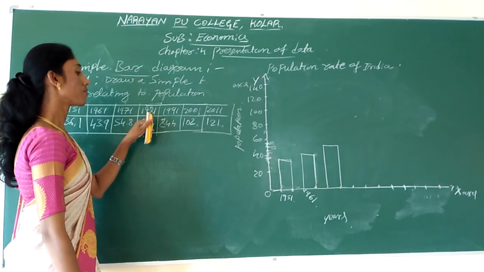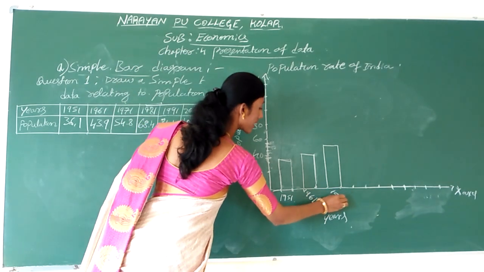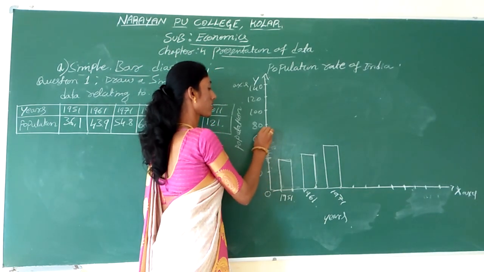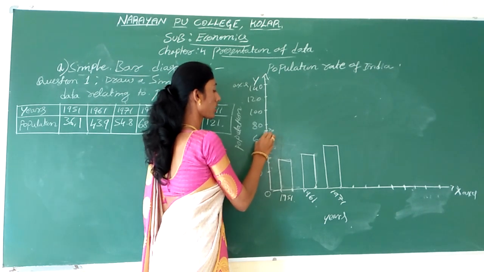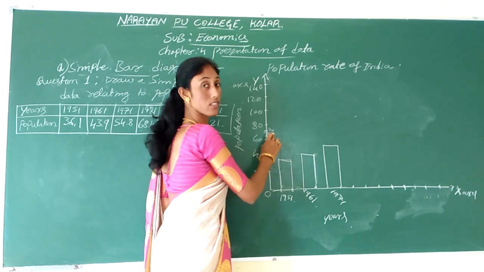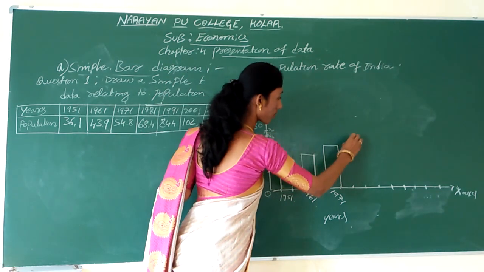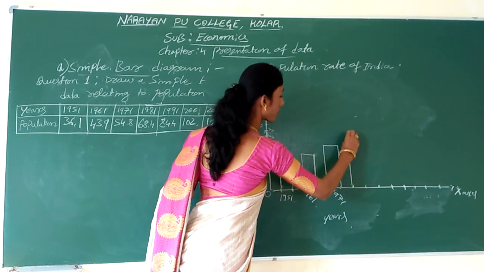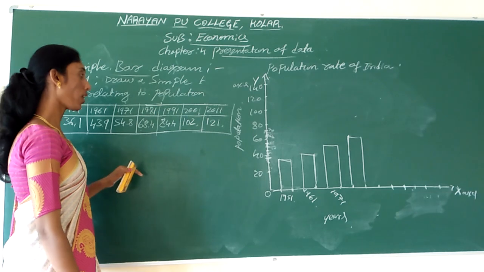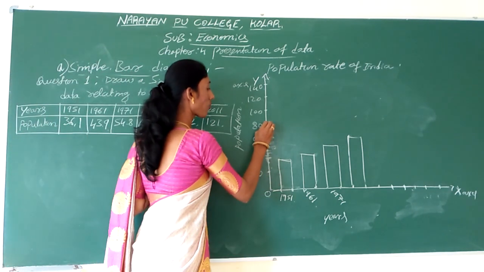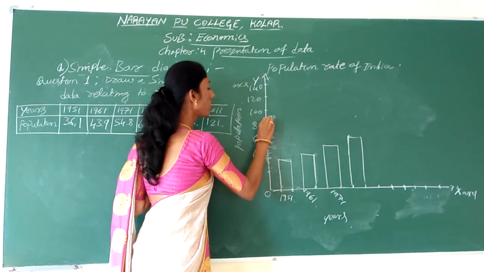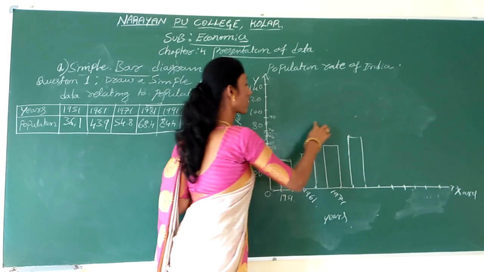Next come to 1981. This is 1971. Next, 1981, we have 68.4. Now 68 means this is 70, 61, 2, 3, 4, 5, 65, 66, 7, 8. This is 68. Then take this measurement till here. Now come to the next bar, 1991, 84.4. 84 means 81, this is 90. 84 means 81, 82, 83, 84. It will appear here. Take now.